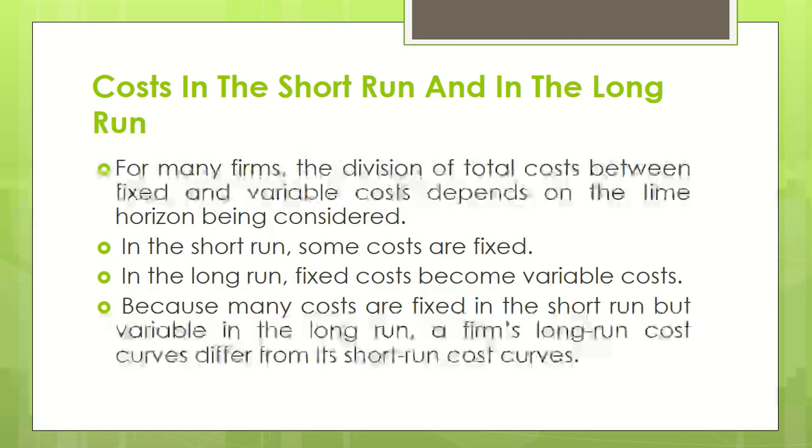Now the next slide is about costs in the short run and in the long run. In this chapter so far we have discussed different types of costs in the short run where some of the costs were fixed. For example, the cost of capital is fixed, and land is also fixed in the previous examples. Now, for many firms, the division of total cost between fixed and variable cost depends upon the time horizon being considered.